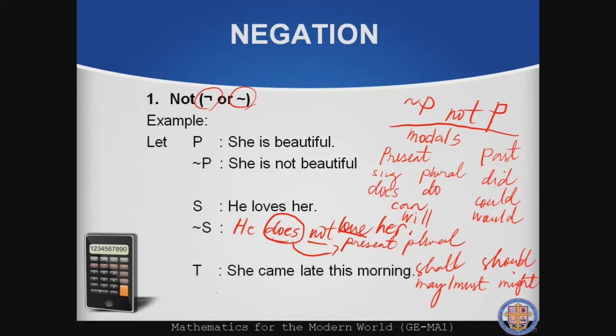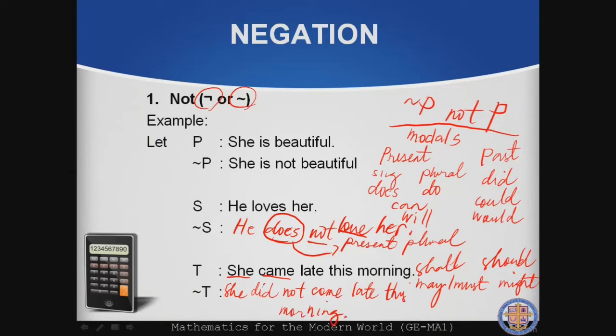So another example, given this one, let T be the proposition, she came late this morning. So how are you going to negate this? Not T. So when you negate, first observe your verb in your given proposition, came. So past form. Then our pronoun here is singular form, she. So when you negate this, you will write she, because this is in past form, so you will use the modal did. She did not come late this morning.